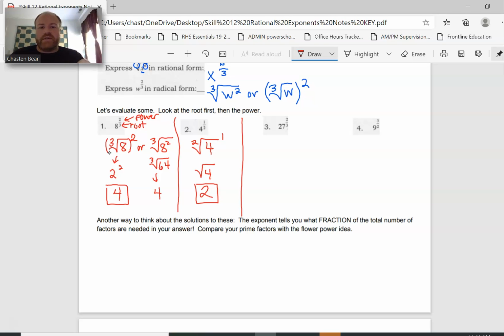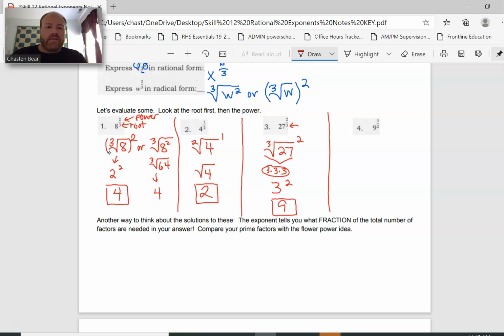Next one, 27 to the 2/3. I have a root of 3, so it's a cube root, and we have 27 squared. I think the cube root of 27 is a little bit easier for people to do because we know that 27 is just 3 times 3 times 3, so the cube root is 3. Then we have to square that value because we had the power of 2. So the answer would be 9.